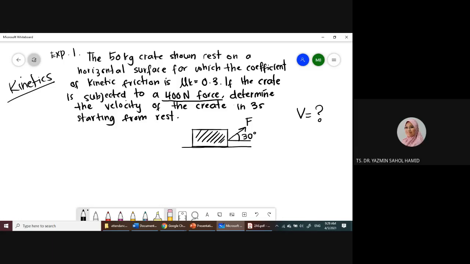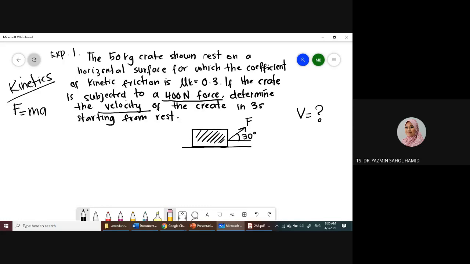There is a force. Okay, that is good. But they ask us to find the velocity. As you know, in this topic, kinetics, they give you the force, so you know you have to use F equals ma to find it. But right now, the question asks you to find the velocity, so you also have to use the basic kinematic equation.